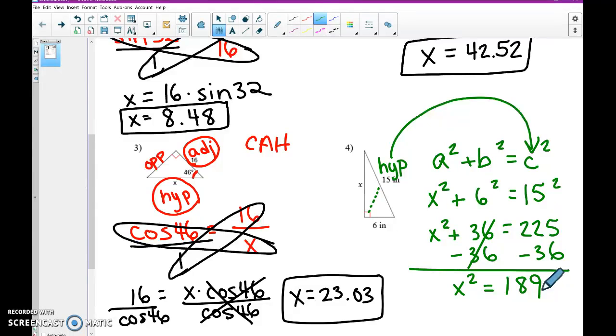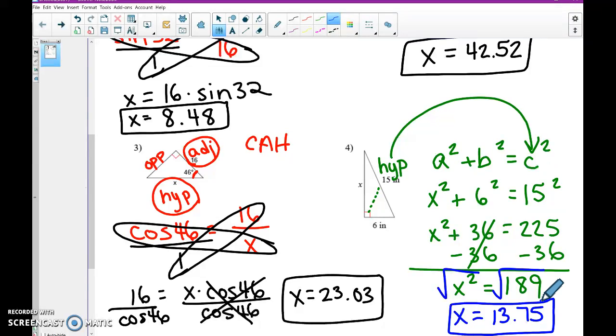What's the opposite of squaring? The opposite of squaring is taking the square root. Whatever you do to one, got to do to the other. So take the square root of 189, round it to 2 decimal places. You should get 13.75 because it's 747, and that 7 makes it round up.